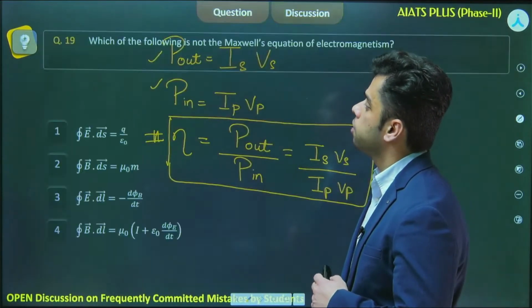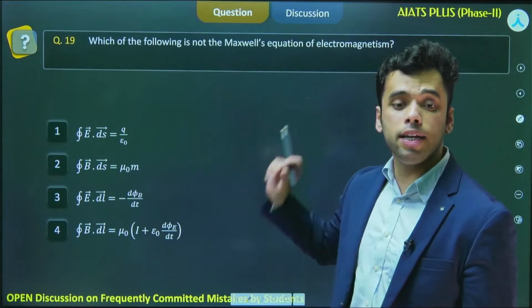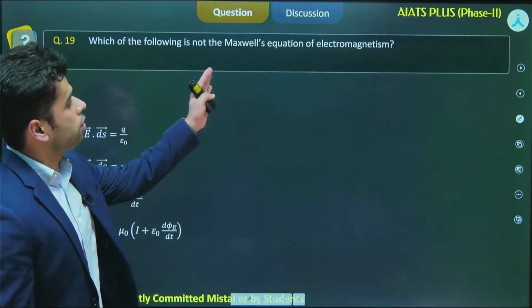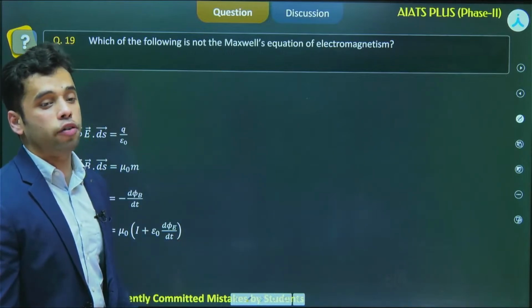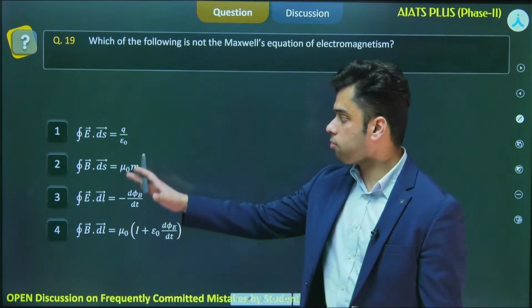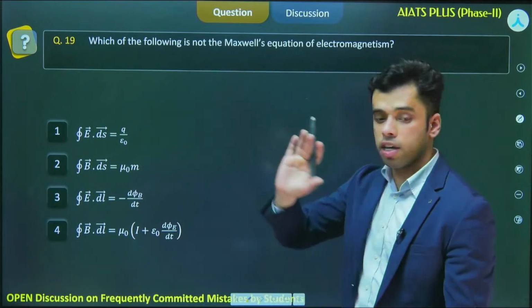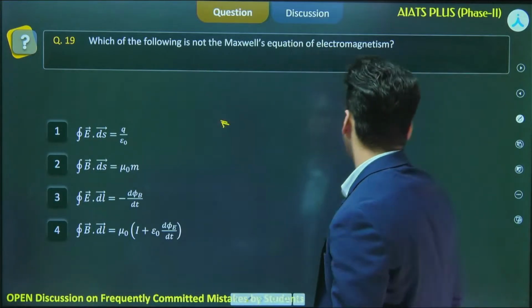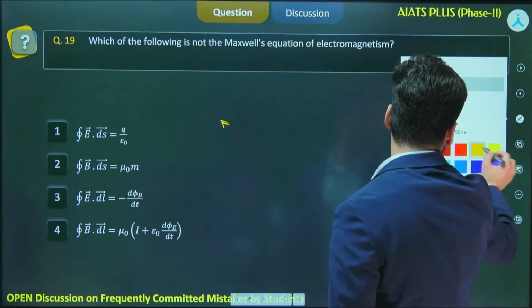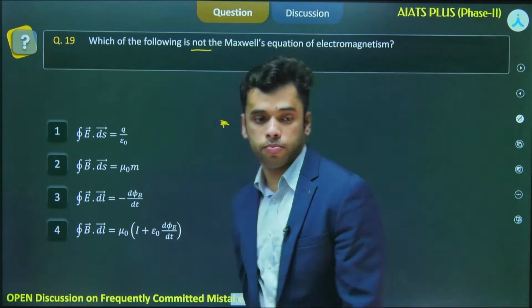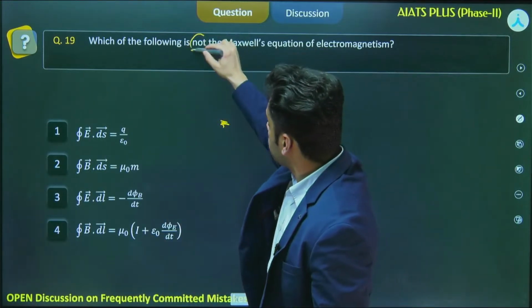And it is right in front of you. Problem 19 of the original paper says: which of the following is not the Maxwell's equation of electromagnetism? Have a look at the options. So you need to pick, okay, the keyword over here is "not". Not is the keyword over here.